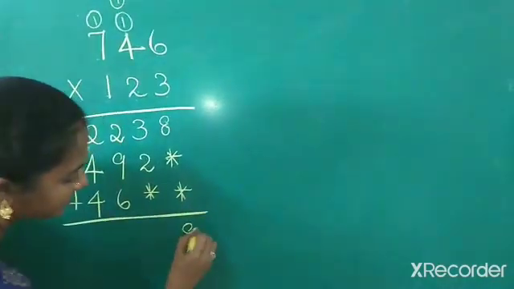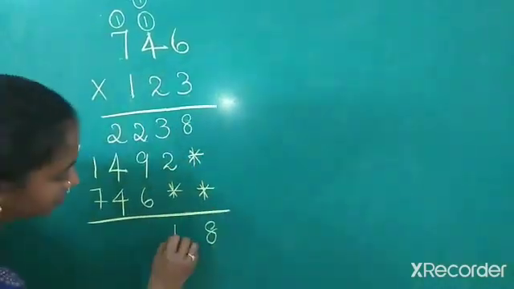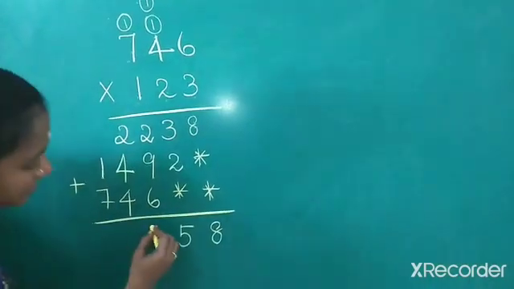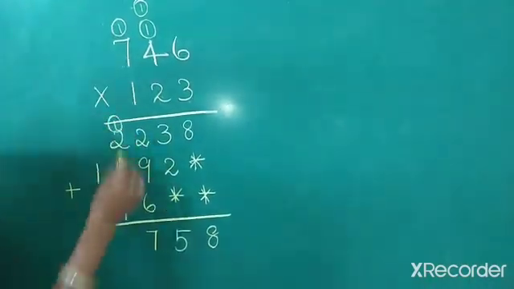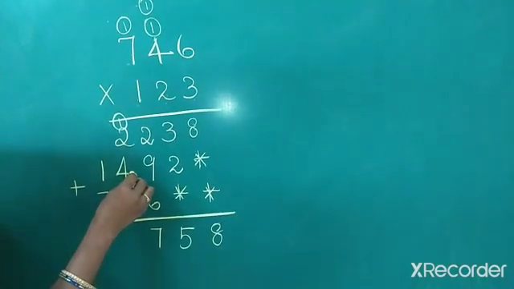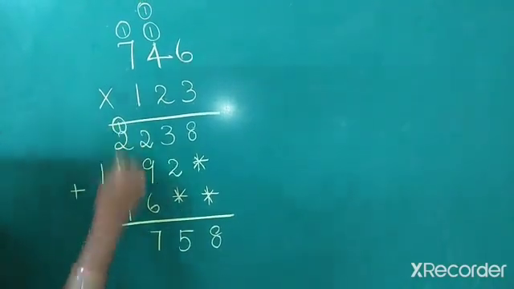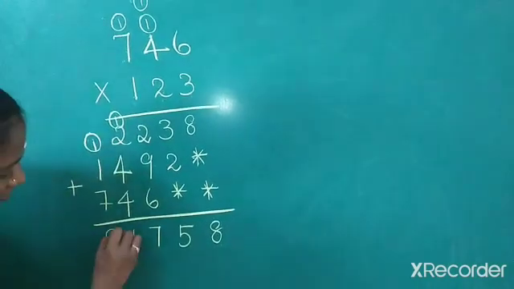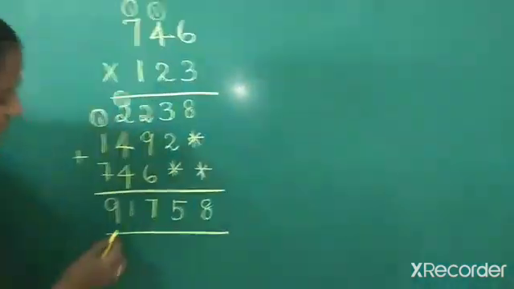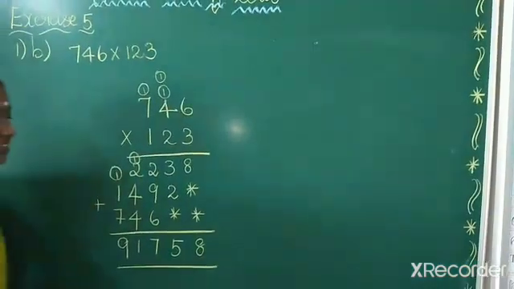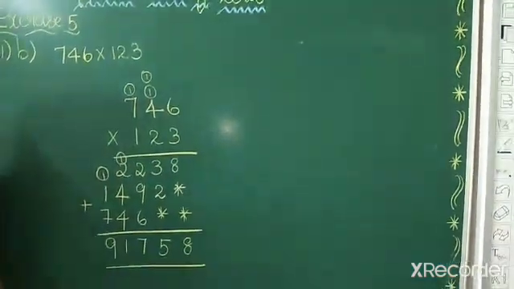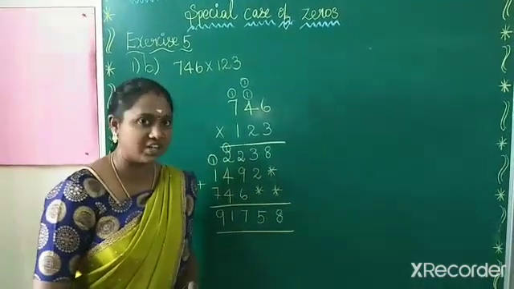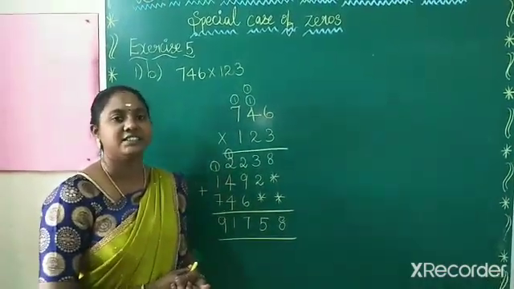So 8 plus 0 is 8. 3 plus 2 is 5. 9 plus 6 is 15. Plus 2 is 7. 4 plus 4 is 8. Plus 2, 10. 11. Then 8, 9. So the answer is 91,758. You have to write all these sums in your classwork, students. Thank you.